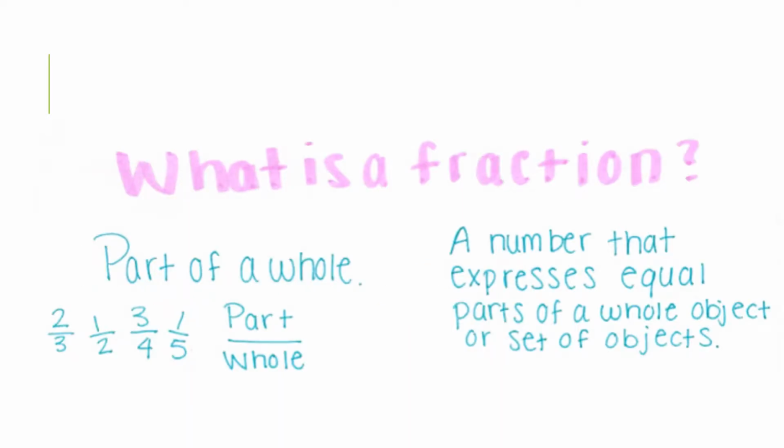So what is a fraction? A fraction is part of a whole. The part is placed over the whole. For example, 2 is placed over 3 because 2 is part of the whole, which is 3. A fraction is a number that expresses equal parts of a whole object or set of objects.